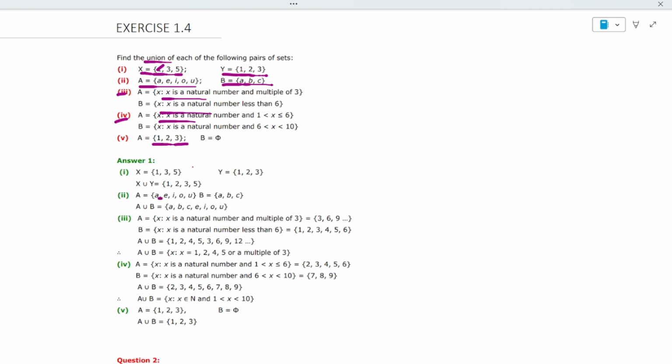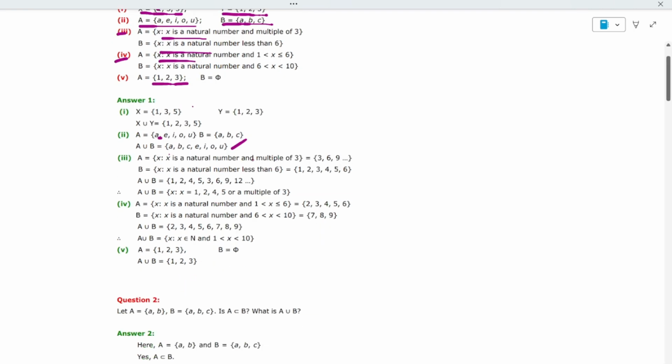Here A. Only write once. B is here, C is here, E is here, I, O, U. You can take as it is. You should not repeat the elements, even though they are present in 3 sets if they give also, and if the elements are in all 3 sets, you should write only once when you are finding union.